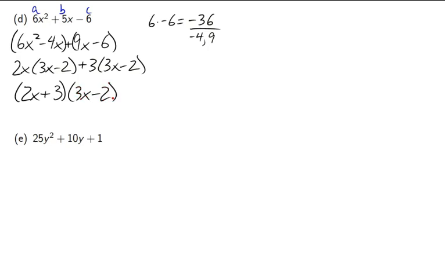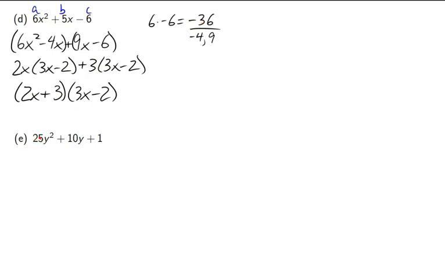Now I'll give you a little tip. 6x squared I've split into 2x and 3x. And negative 6 I've split into 3 and negative 2. Notice that the inside and outside terms are 9 and negative 4. That's the same numbers. So if you can learn to harness this technique and try to find a pair so that these multiply to the first term, these multiply to the last term, and the inner and outer terms are these numbers, you can factor very quickly. That's the method that I use to try to do that in my head.